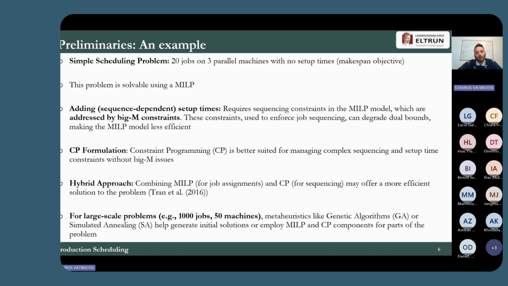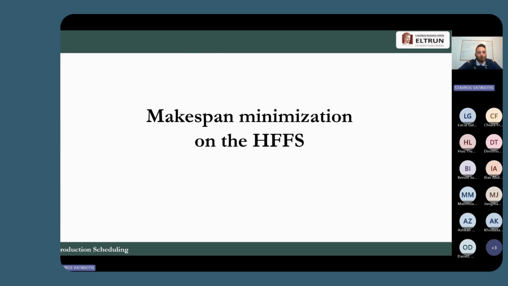On the other hand, when instances get quite large, like 1,000 jobs on 50 machines, the most common strategy is to design meta-heuristics, which will guide the solution sets within the search space. And then in some parts, we may integrate some smaller pieces of MILP or CP components.